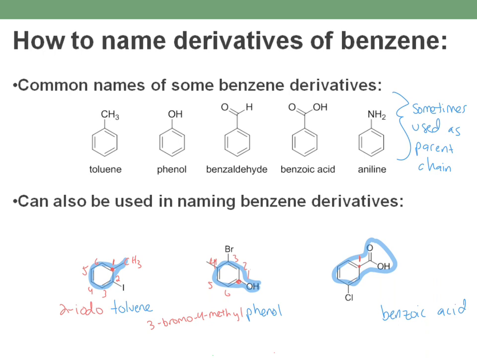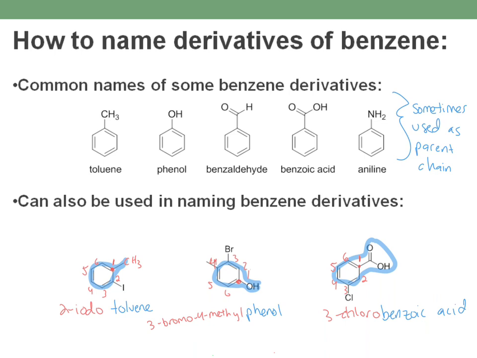And then lastly, for the benzoic acid here, again, that's my carbon 1. I'm going to go clockwise so I can get that chlorine to be a lower number than if I went the other way. And this would be a 3-chlorobenzoic acid. And so we can name our carboxylic acid derivatives using these new parent names, these new parent chains.